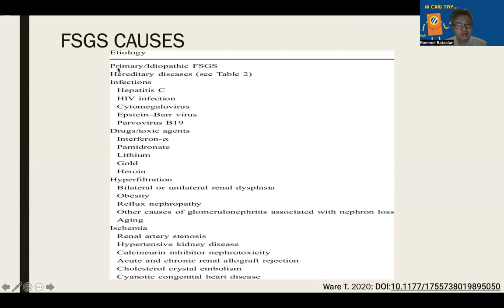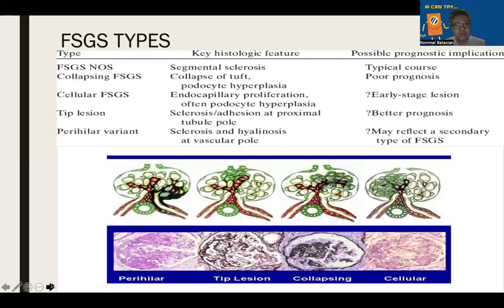So again, it could be idiopathic, but there are infections like hepatitis C, HIV, Epstein-Barr virus, drugs or toxic agents such as pamidronate, lithium, gold, and then obesity, reflux nephropathy, and hypertension can also present with focal segmental glomerulosclerosis. There are four subtypes of FSGS.